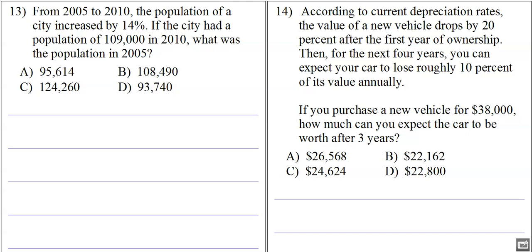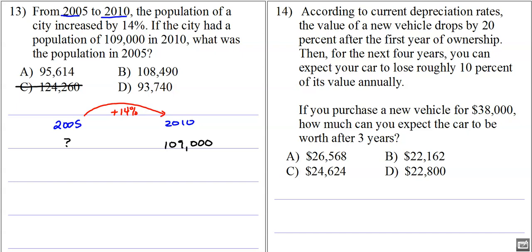From 2005 to 2010, population increased by 14%. Let's just write that down. From 2005 over here to 2010, we went up. We increased 14%. If the city had 109,000 in 2010, so we had 109,000 this year, what were we in '05? So we're trying to figure out what the heck we were over here. Well, it's going to be less, so that number's out.